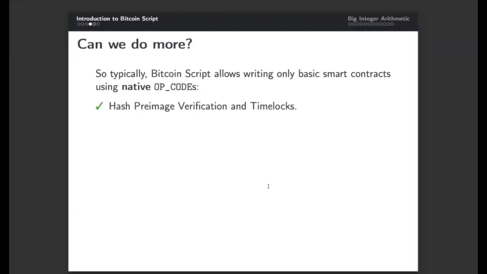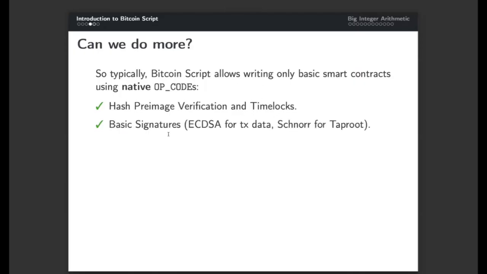With these tools, Bitcoin script allows writing only basic smart contracts using only native opcode operations. For example, you can easily implement hash preimage verification. Given the hash value, you might want to spend the coin only if you have the message which, by hashing, gives you the value provided in the script. You can also implement time locks. For example, you can spend the coins only after some period of time.